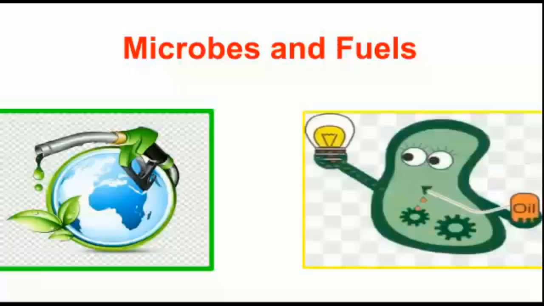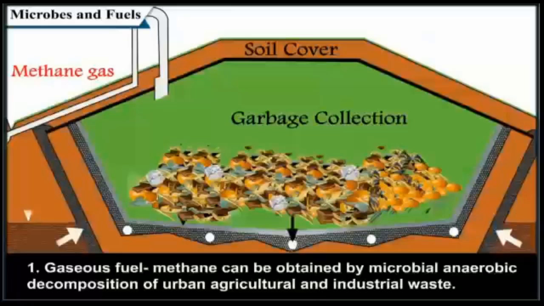Now let's understand and learn how microbes are used in the production of fuels. So basically, the gaseous fuel methane can be obtained by microbial anaerobic decomposition, that means respiration which occurs in the absence of oxygen. So that decomposition occurs of waste, agricultural and industrial.